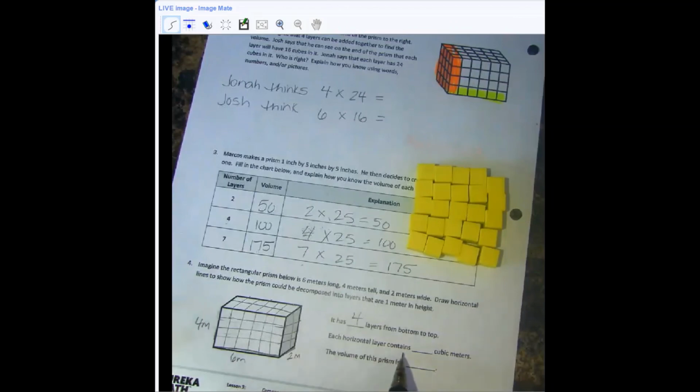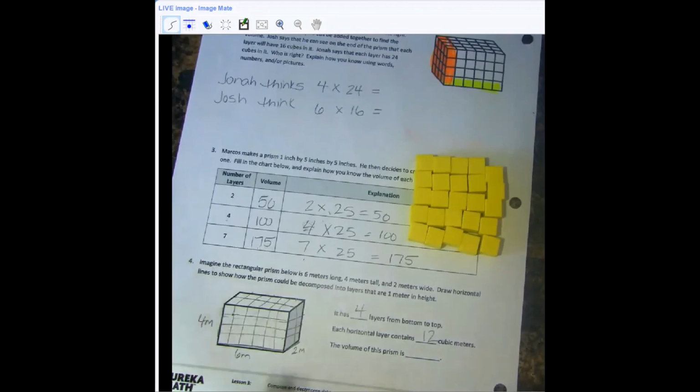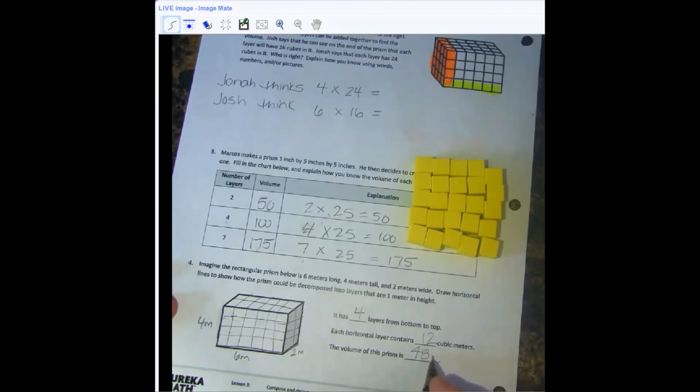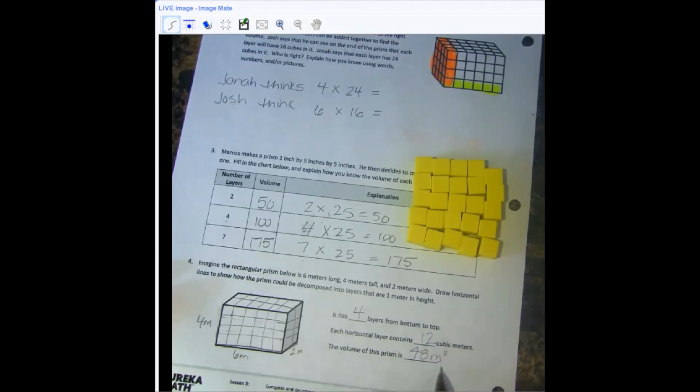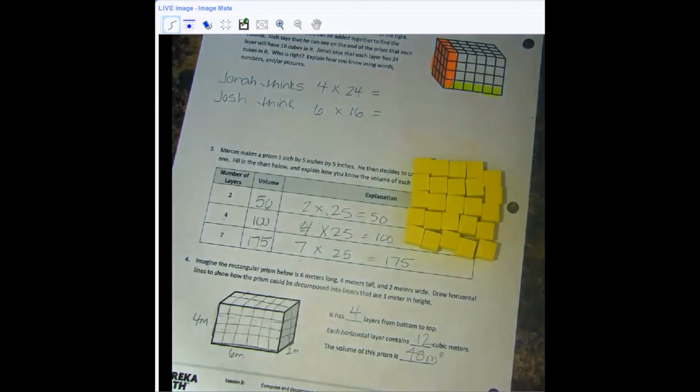Each horizontal layer contains 12 cubes because 6 by 2 is 12. The volume of this is 48 cubic meters. Look how I wrote cubic meters with a little 3. Okay. All right.